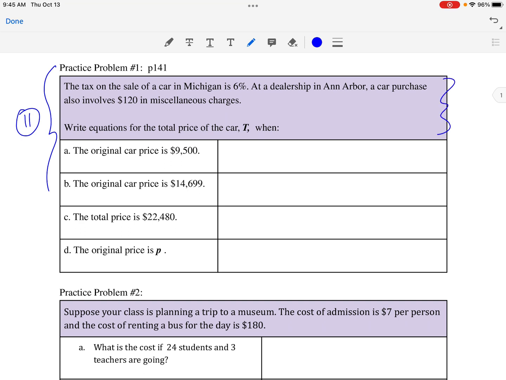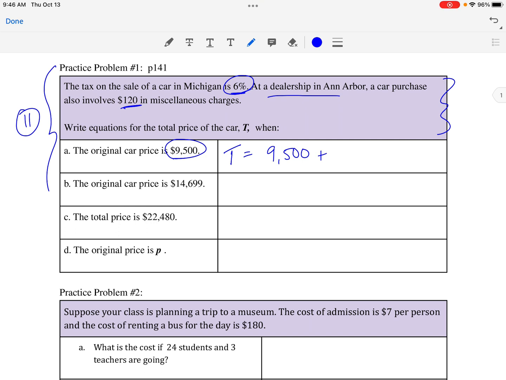We have a situation where you have a sales tax on a car in Michigan, which is 6%, and one of the dealerships in Ann Arbor, Michigan, also adds on $120 in miscellaneous charges. So we're going to write an equation to figure out how much total we have to pay for a car whose original price is $9,500. So our total price is going to be the original price plus 6% of the original price.